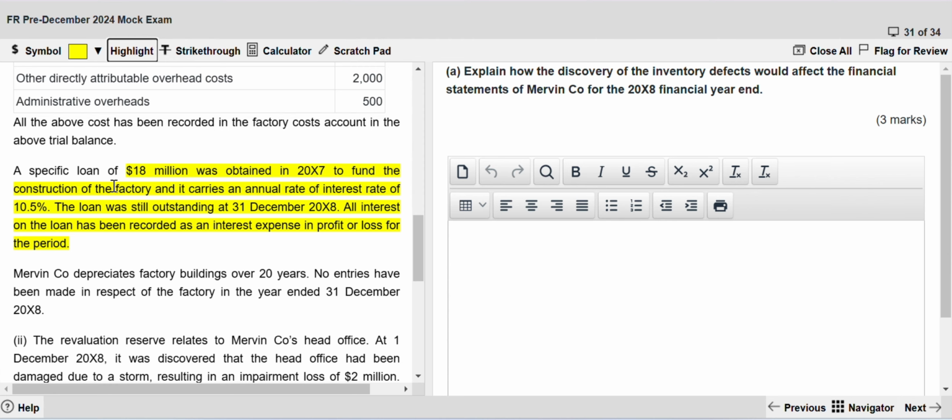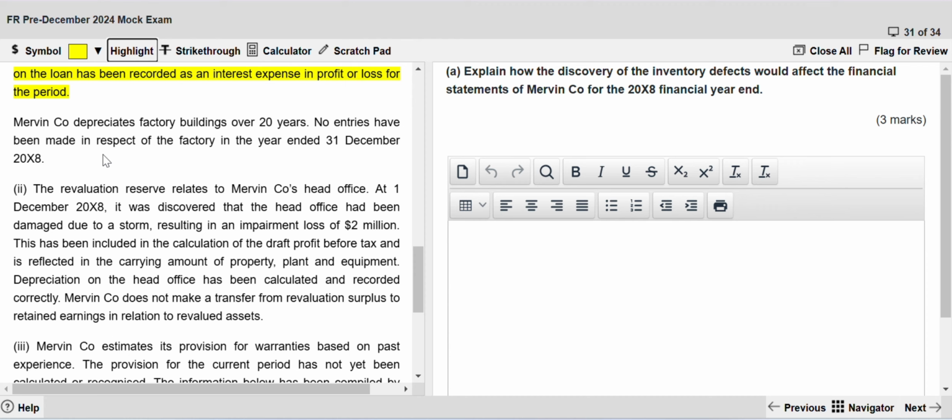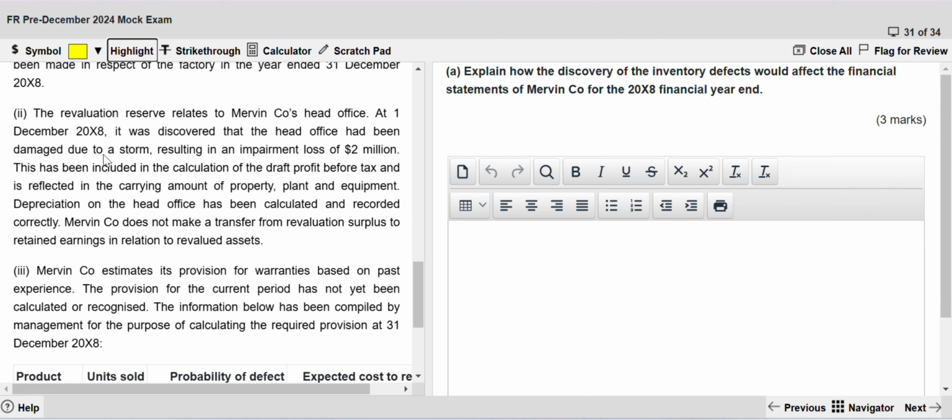Okay, understood, Christy? Yeah. Pay attention. Mervyn depreciates the factory building over 20 years. No entries have been made in respect of the factory in the year ended 31st December X8. The revaluation relates to Mervyn's head office.